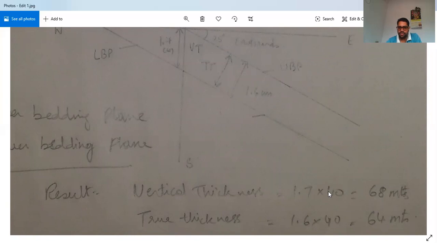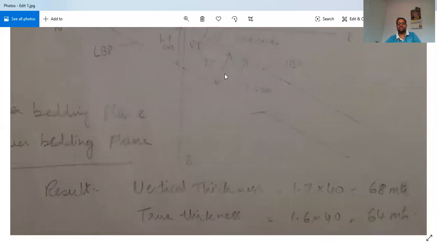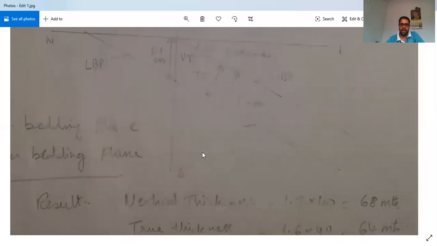You convert these by the scale because you have to give the answer in meters. So 1.7 centimeters times 40 meters gives 68 meters, and the true thickness is 1.6 centimeters times 40 meters, equal to 64 meters. So in this problem, the vertical thickness is 68 meters and the true thickness is 64 meters. The distance between the two bedding planes, the true thickness of the rock type, is 64 meters, and vertically it extends 68 meters beyond the ground.